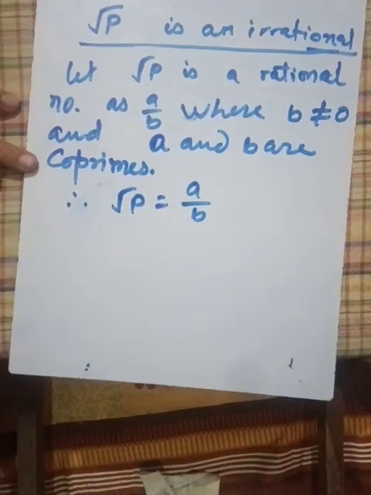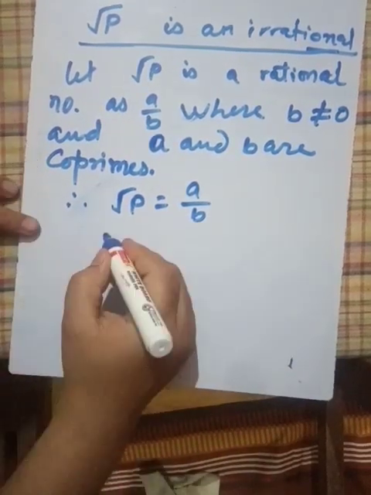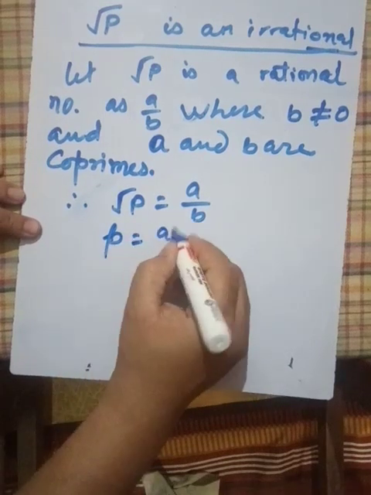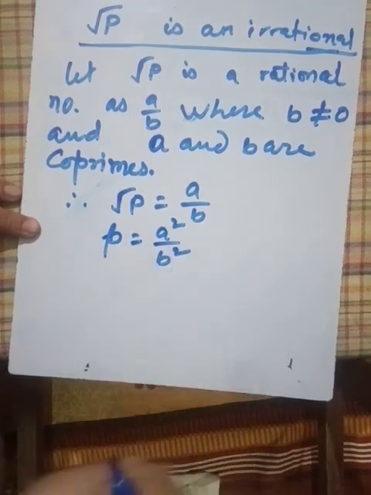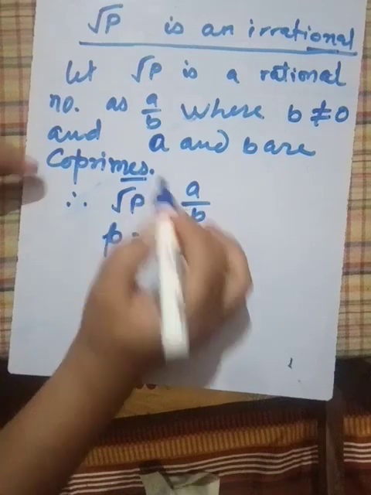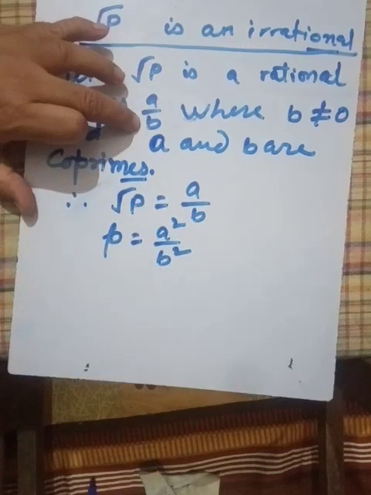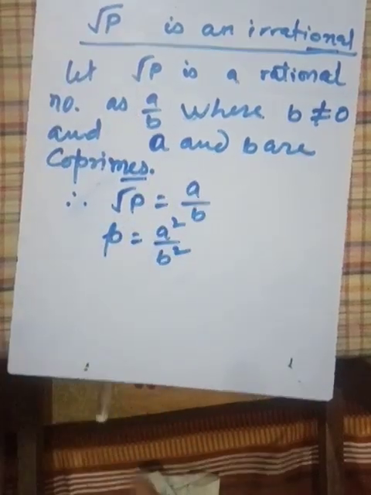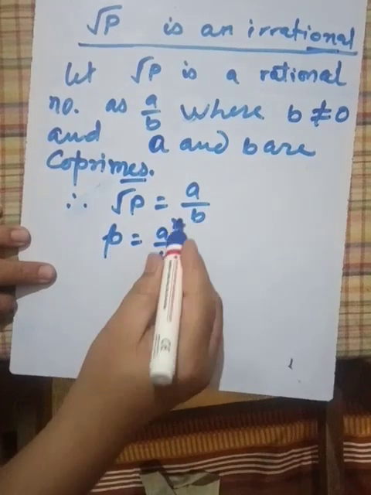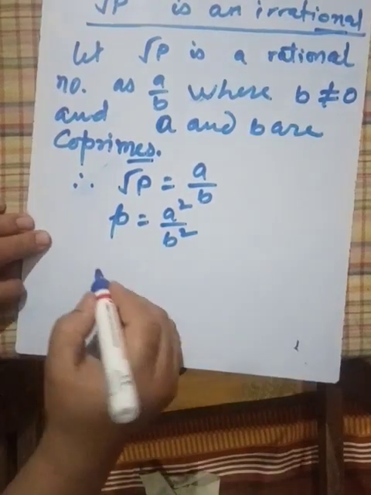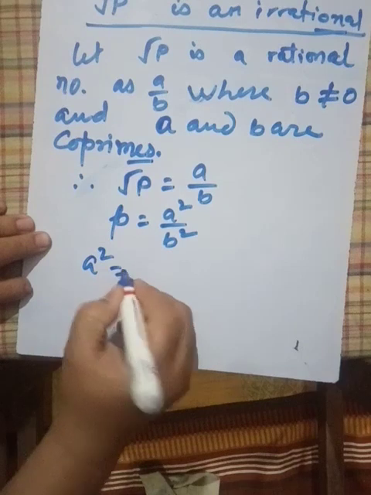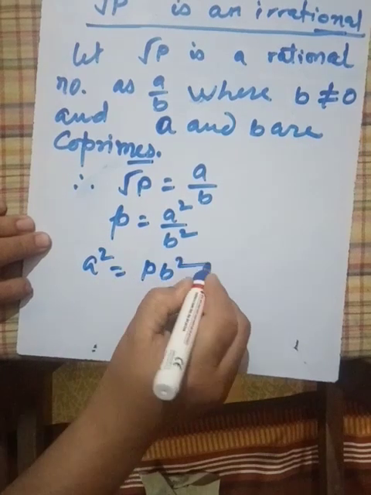In the next step, I will square both sides. So we will get P is equal to A square by B square. What is the meaning of coprime? A and B have no common factor other than 1. So P is equal to A square by B square. Now we can write A square is equal to PB square.